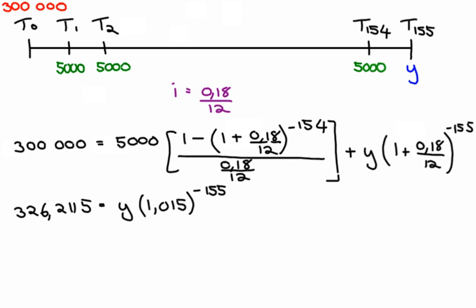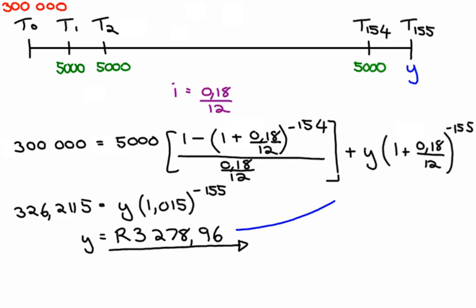That gives us Y. Yes, and let's insert the Rand symbol because we're already there. 3,278 Rand and 96 cents. That is the value of our final payment right here. So that guy there, that is our final payment.